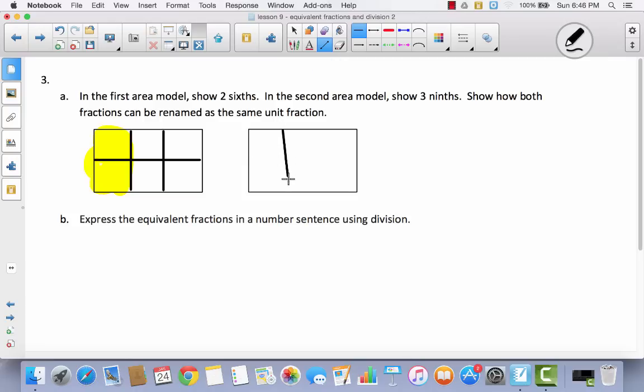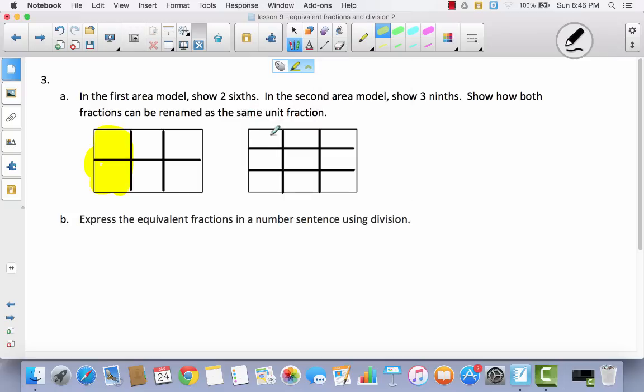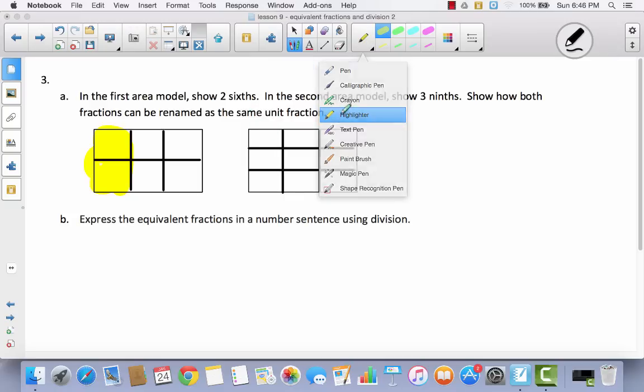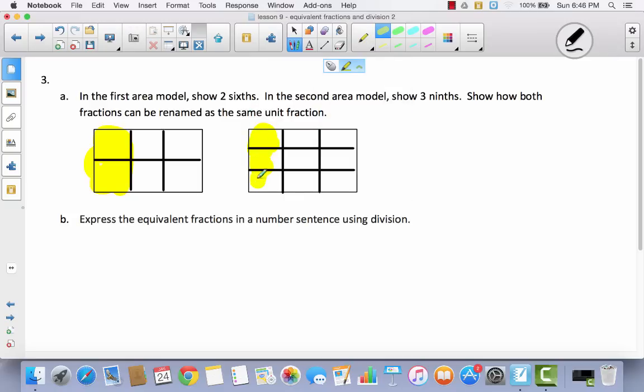All right, now in the second one, it says we are going to show 3/9. So I'm still going to go with 2 vertical lines, but I'm going to go with 3 horizontal lines so that I have a total of 9 altogether. 1, 2, 3, 4, 5, 6, 7, 8, 9. Now I'm going to highlight 3 out of 9. So you'll notice really quickly that even though the pieces are smaller in the 9ths than they are in the 6ths, the same amount is shaded. So actually these fractions are equivalent.